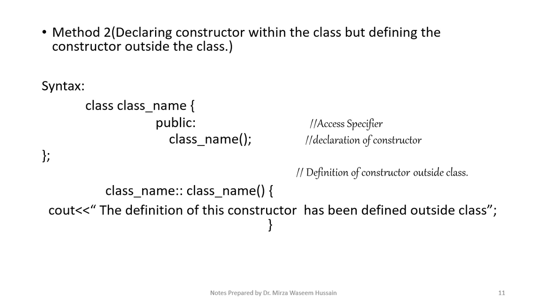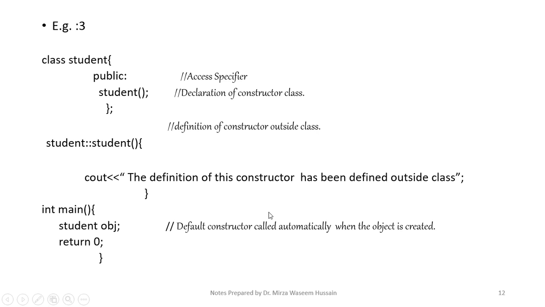Here is the syntax. We have the class keyword, then the name of the class, then specifying the access specifiers. Here we only declare the constructor that has the same name as that of the class. Then we give the definition of the constructor outside the class using the scope resolution operator. Here we see class name, scope resolution operator, class name. There is no return type here. And then the definition of the constructor. Let's make it clear by example.